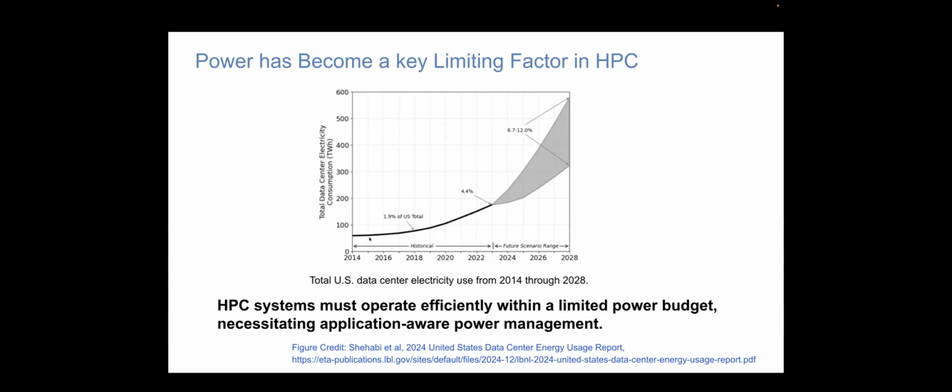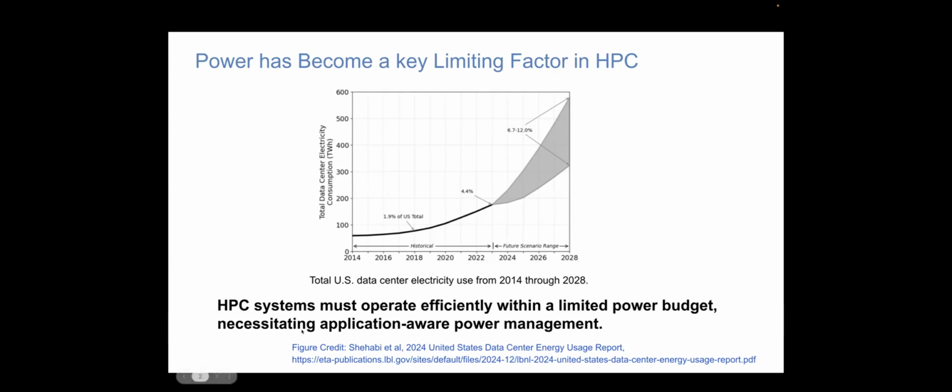Up to 2023 it's historical use, but from 2023 to 2028 it is a prediction. You can see a clear trend of high demand, an abrupt increase in power from data centers. So we have to be ready for more constrained power in the future.